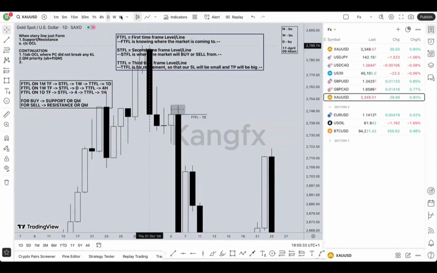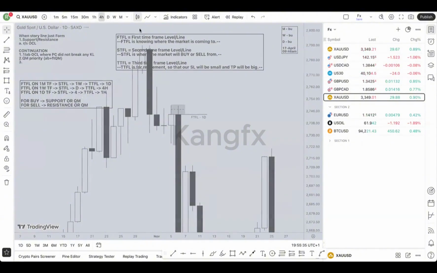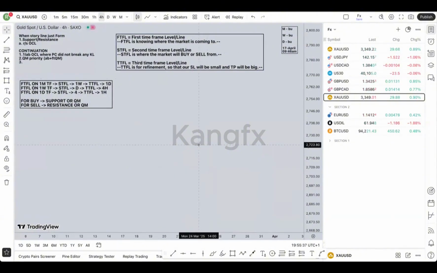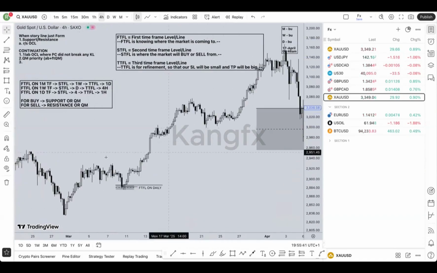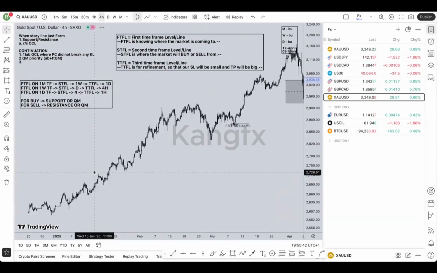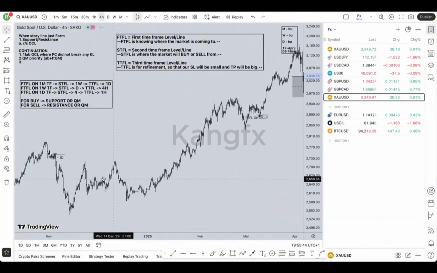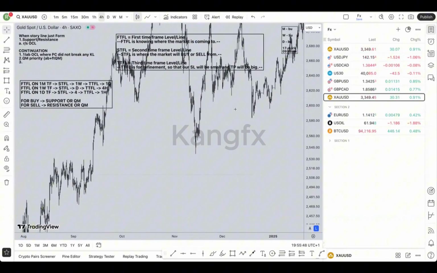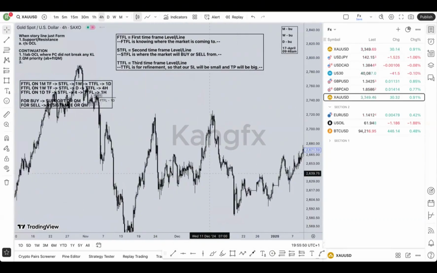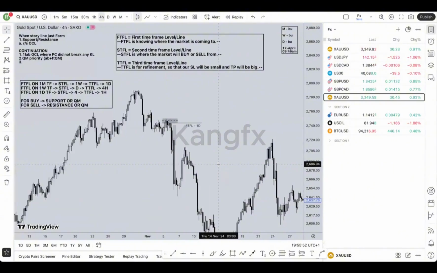After bringing it down, I will go down to my STFL, which is going to be 4 hour. If I go down to STFL, what am I looking for? Since we are selling, I'll be looking for resistance or QM. That's what I'm looking for. Since we are selling, I look for resistance or QM.